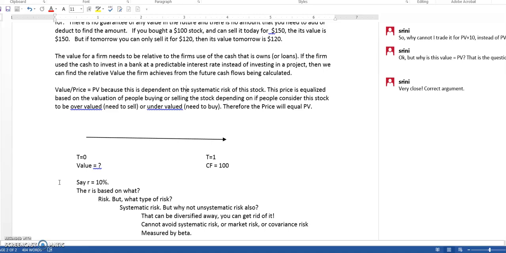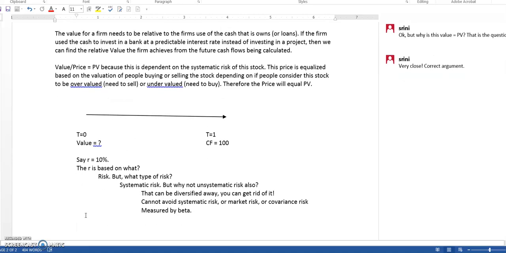Now, how do we say that, hey, there can be an R of 10%? So basically what we are saying is, if you have other assets in the marketplace of similar risk, you are going to be earning 10% on that. Okay. So now I can go ahead and say, let me calculate the discounted present value of this. So the present value will be PV equals 100 divided by 1 plus R. So that is 1 plus 10%, so that is 1.1, which equals 90.91. Okay. So this is my present value.